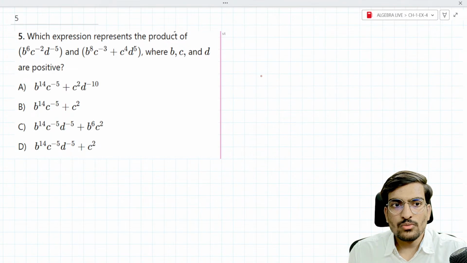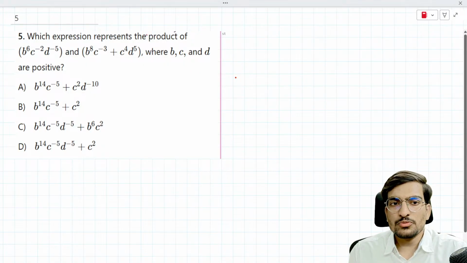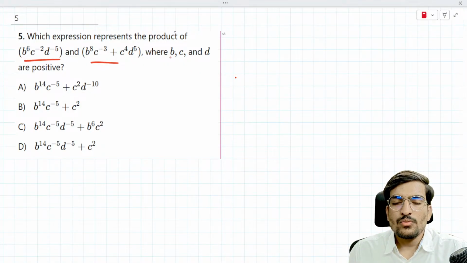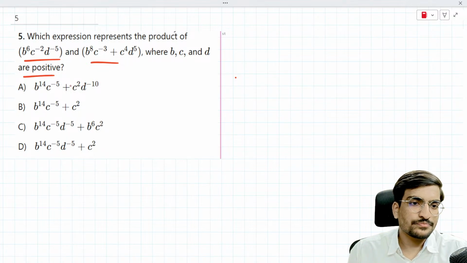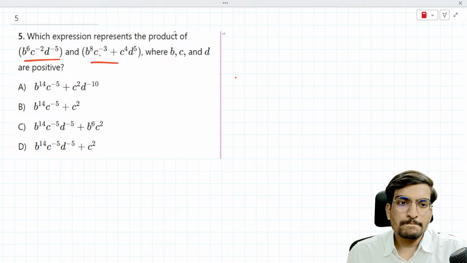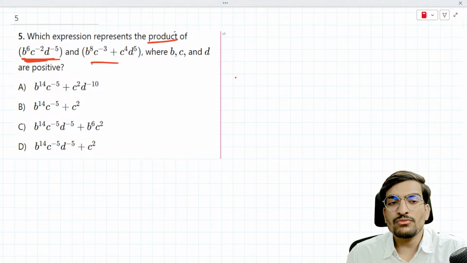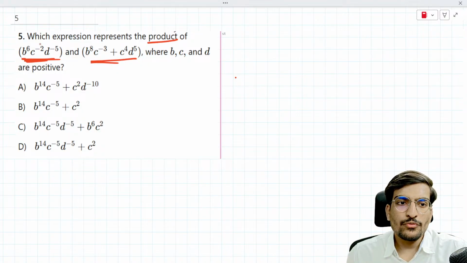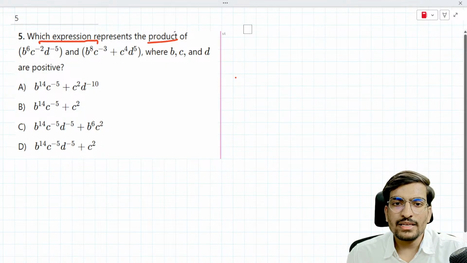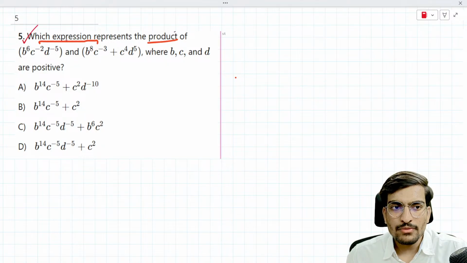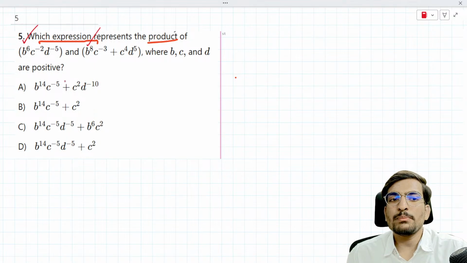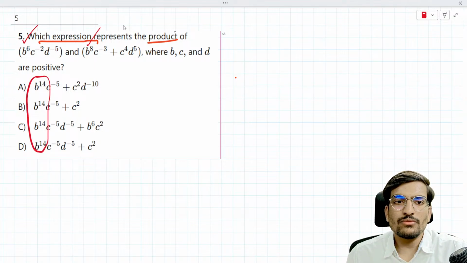Let's go for question 5. Here they have given an expression that represents the product of this, where b, c and d are positive. If we multiply these two terms, what do we get? Here we have only one term, but here we have two terms. So first take this term and multiply with this. How do we multiply? Multiply the like terms, applying the product rule. So b power 6 and b power 8 gives b power 14. In the options, everyone has b power 14.